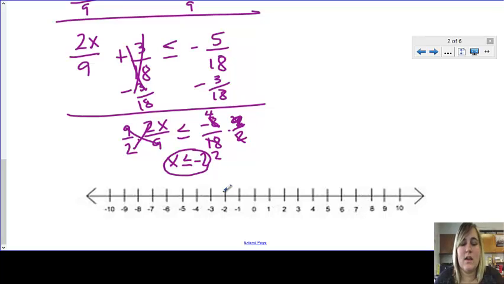So my point's going to be at negative 2. It has the equal sign, so it is closed. When I change it to an arrow, it points to the left, and my variable's at the left, so I'm good to go. And that is my final answer.